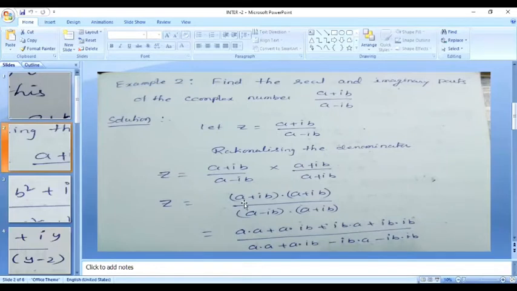Now simple multiplication: a into a, a into ib, and now ib into a, next ib into ib. Now the denominator multiplication: a into a, next a into ib, then minus ib into a, the same as minus ib into ib.